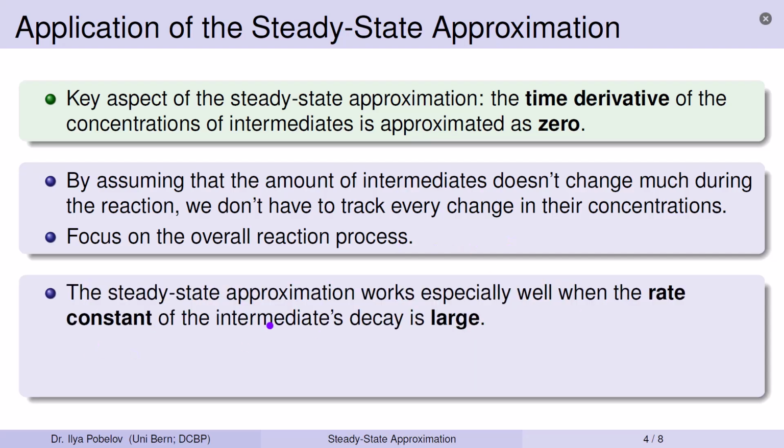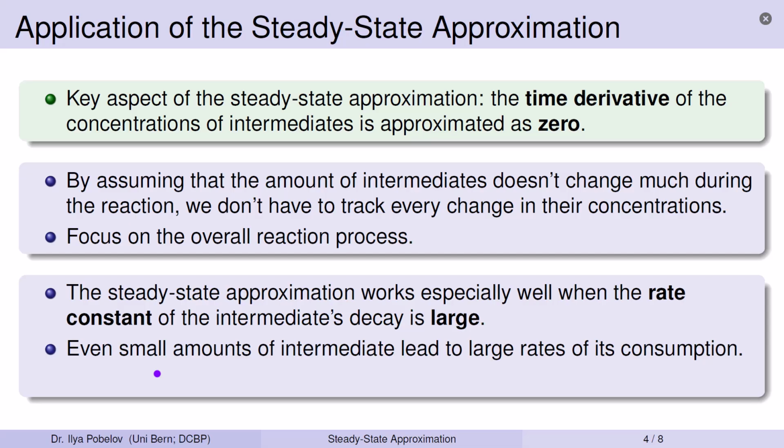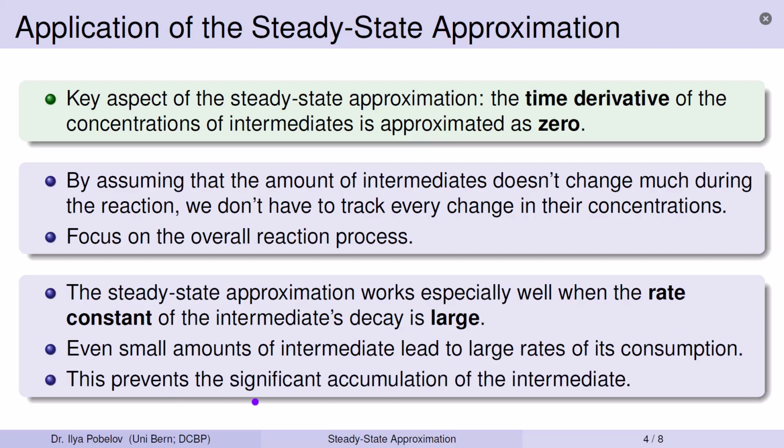The steady-state approximation works especially well when the rate constant of the intermediate's decay is large. In this case, even small amounts of intermediate lead to large rates of its consumption, not letting a significant amount of the intermediate accumulate.